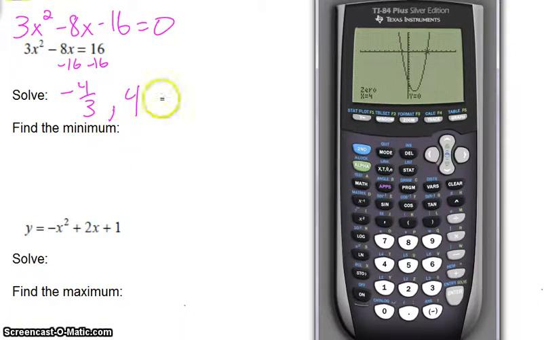Alright, now our minimum, because we see this does have a minimum value down here. Let's find our minimum, just our vertex.